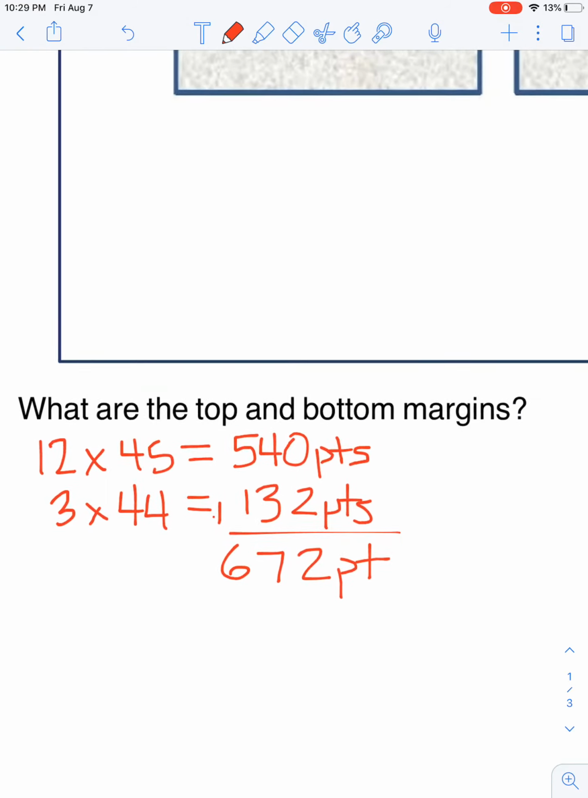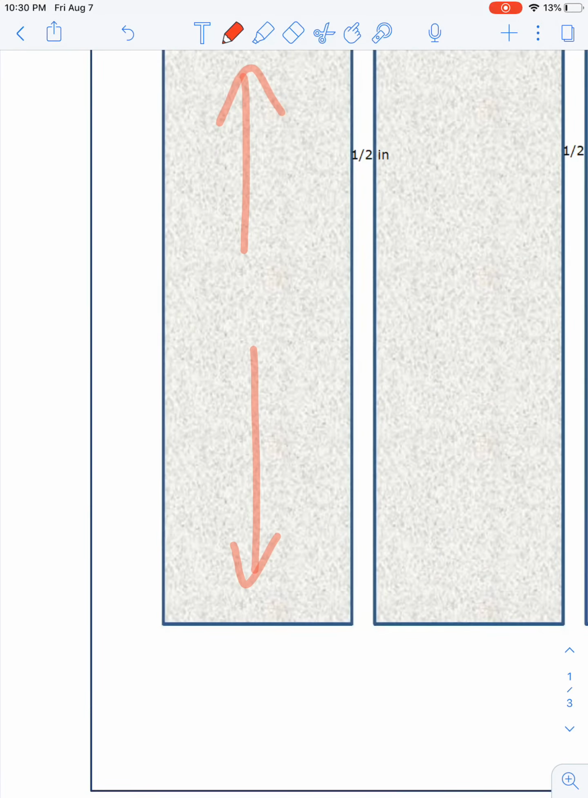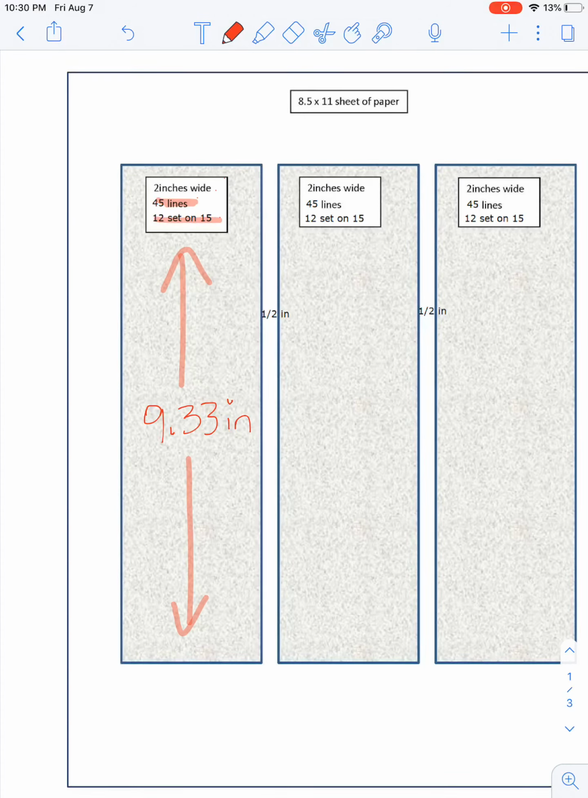We have to convert that into inches because we need it to calculate the margins in the page. This is a review from a while back: there's 72 points in an inch, so we're going to divide this by 72. 672 divided by 72 is 9.33 inches. So each column here is 9.33 inches long.